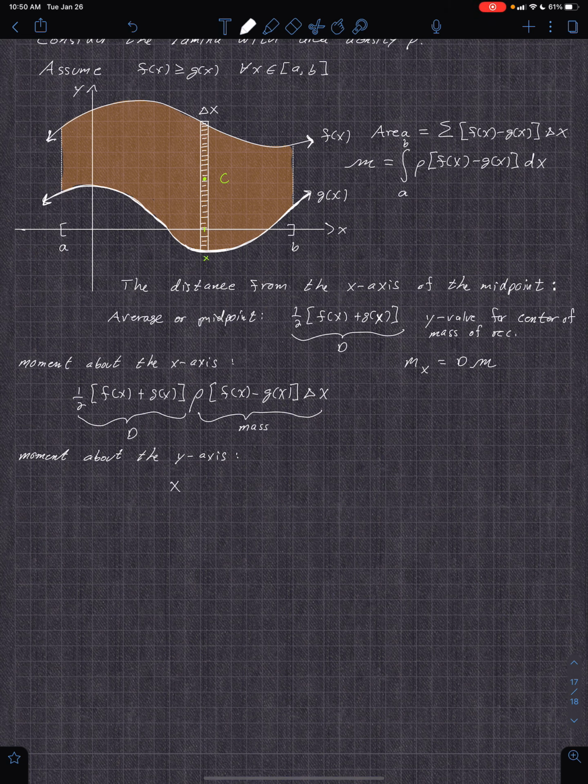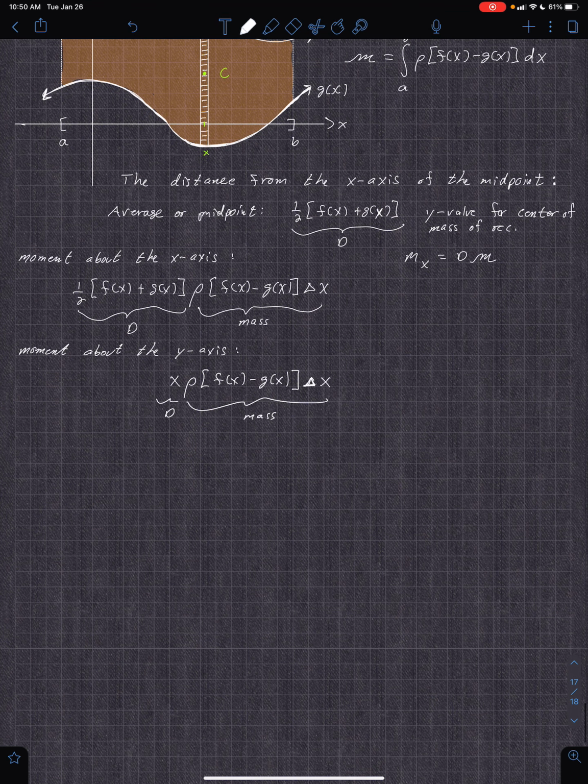That's going to be x times rho, so times the mass. So distance or position times the mass, which is f of x minus g of x delta x. Okay, again, that's your mass, and that's your position or your distance.